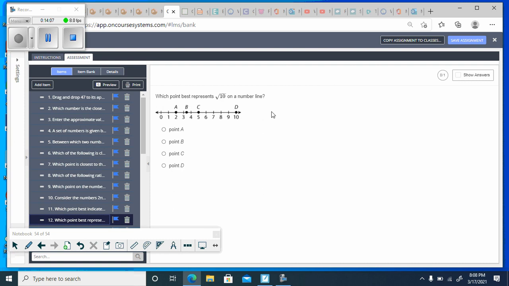Which point best represents square root of 10? Okay. Square root of 10 is going to be between the square root of 9, which is 3, and the square root of 16, which is 4. Between 3 and 4. That B is the only one between 3 and 4.